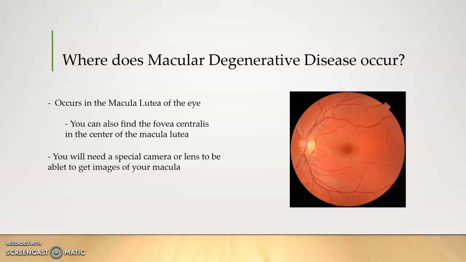Where does macular degenerative disease occur? It occurs in the macula lutea of the eye. You can also find the fovea centralis in the center of the macula lutea. In order to see this, you need a special lens or special microscope to be able to view it because it is not visible to the regular eye. As in the picture, it's that little brown spot in the middle of the whole red circle, which is the eye.